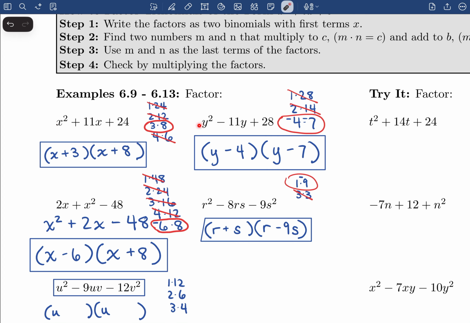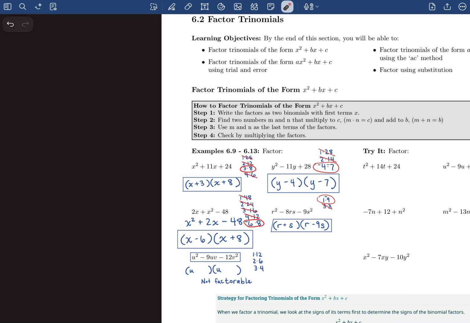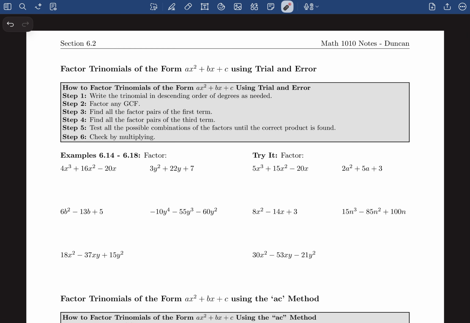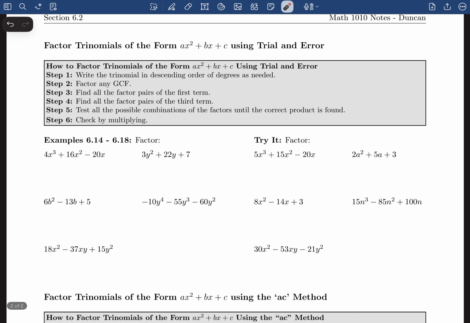1x squared, 1y squared, 1x squared, 1r squared. So how do we factor trinomials when we have an a value greater than 1? Here's the step process that we're going to follow.